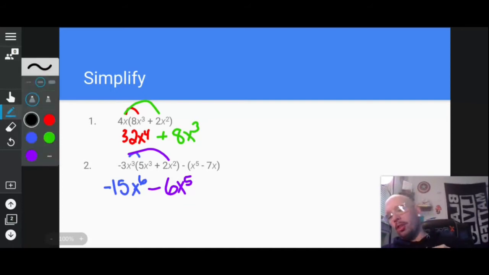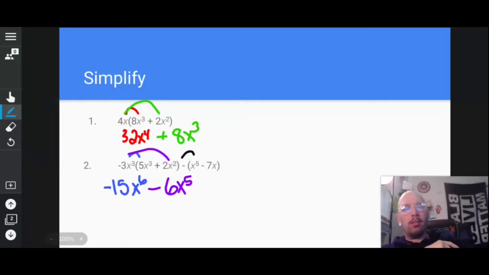Now we have distributive property again. There's a negative in front of that parentheses, which means I don't simply drop the parentheses. Don't do it. You distribute the negative. You're basically multiplying a negative 1 to everything inside the parentheses there. So negative 1 times x to the fifth is negative x to the fifth. And negative 1 times negative 7x is a positive 7x.